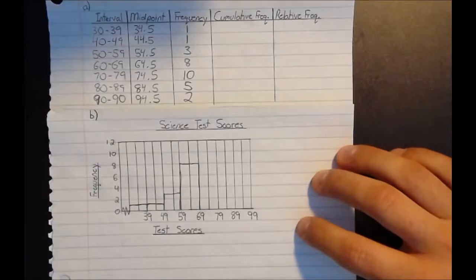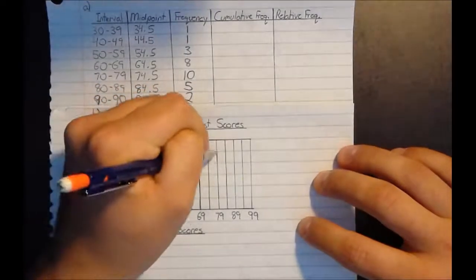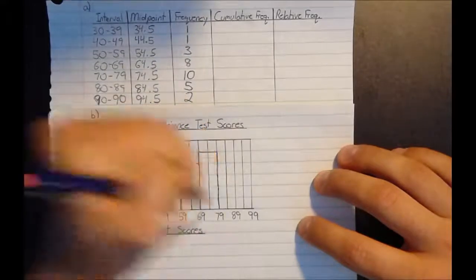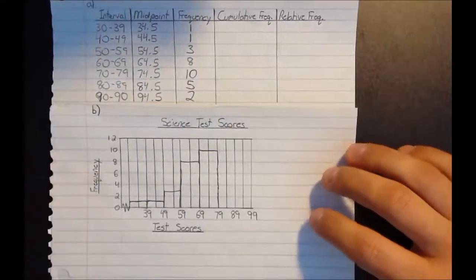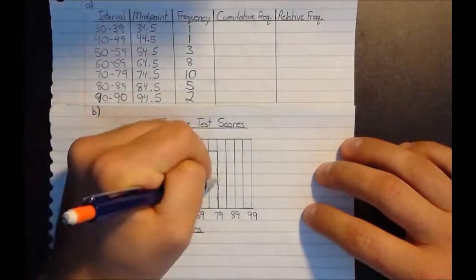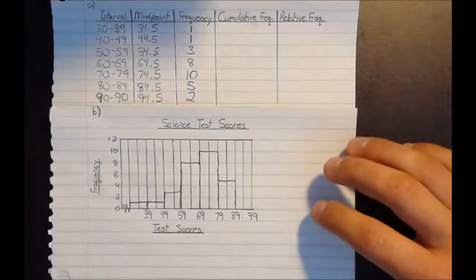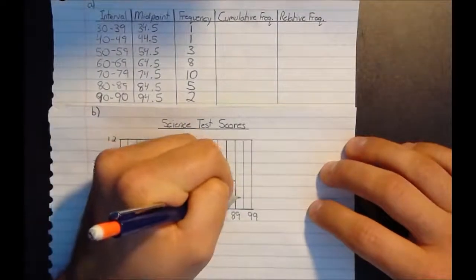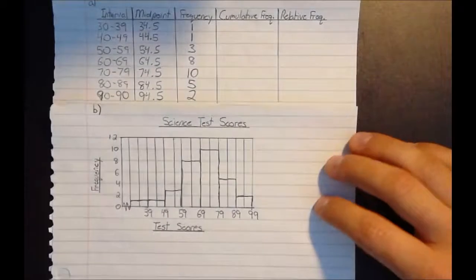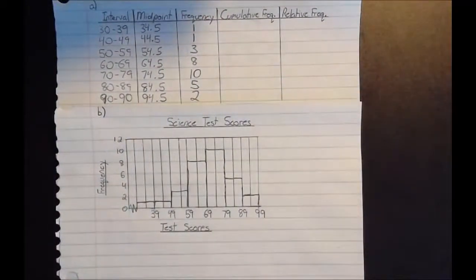70 to 79 is 10. So we're going to go up one more. Try to make this as dark as possible so it stands out. 80 to 89 is 5, so it comes here. And then 90 to 99 is 2, so it's going to end up here. Okay, so this is a histogram here for the frequency. And that's all it is. It's just a connected bar graph.